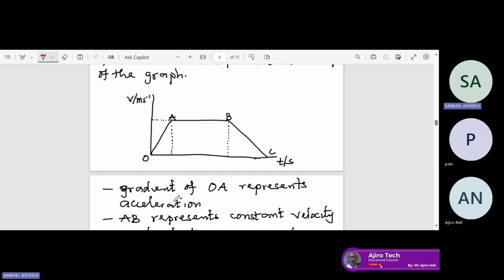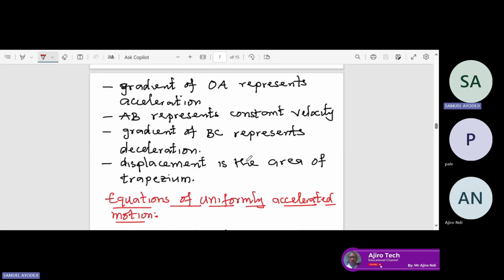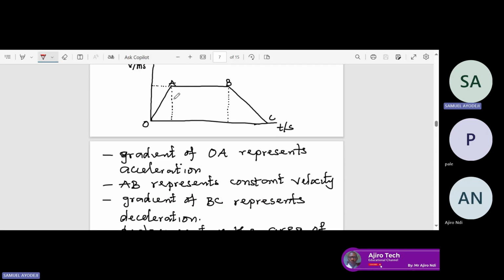So look at this one now. Gradient of OA is called what? Acceleration. What do we call AB? A constant velocity. Then gradient of BC is deceleration, fine. Displacement is what? Area under the graph. So that's the total area of the graph. If I have to calculate, you can use a trapezium, or you can use triangle plus rectangle plus triangle. Add up together, it will give you that distance.